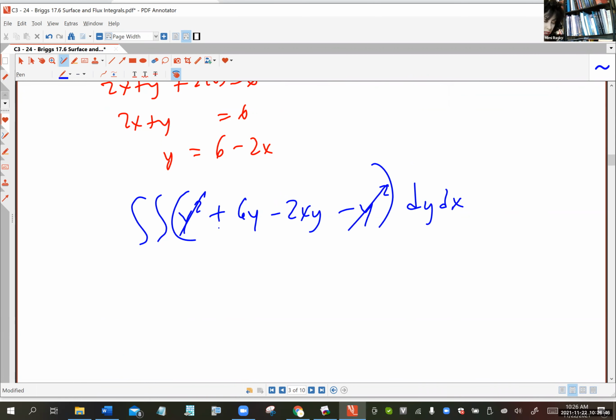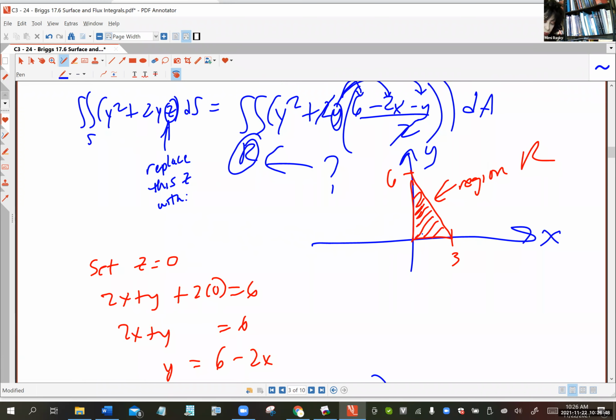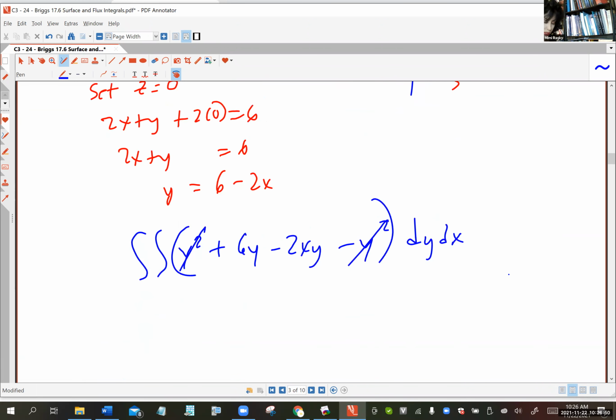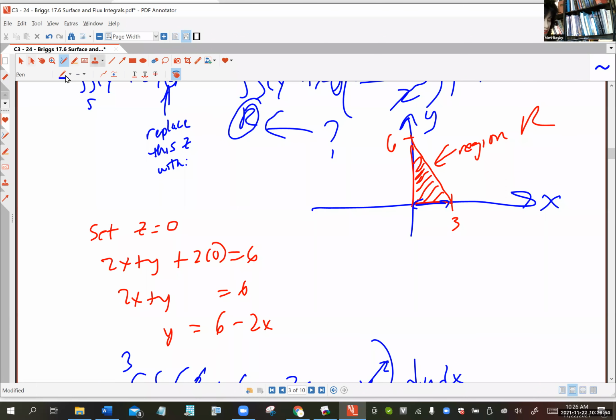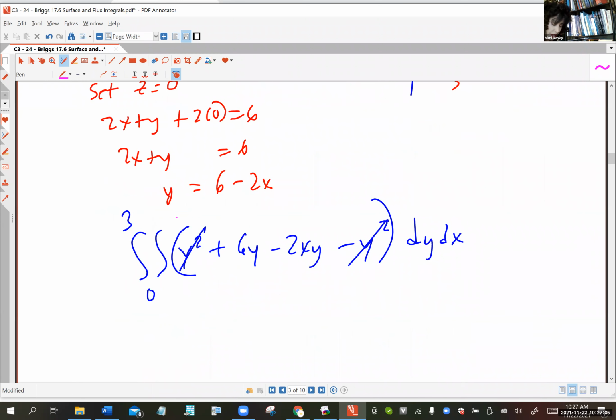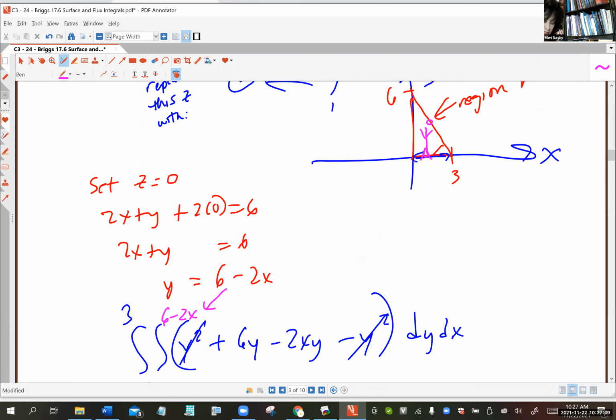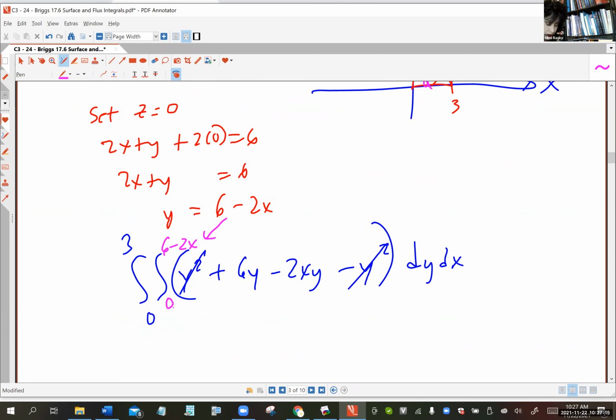Oh, cool. And then if you look at what x is doing here, pure number to pure number, that's 0 to 3. And y, don't do 0 to 6. That's not okay for the y. You're going to put a little man in there. And you're going to notice that his head, the upper limit for y, is on that diagonal line, and that has the equation y equals 6 minus 2x. So that's going to go there. And the little man's feet are firmly planted on the x-axis, which has the equation y equals 0. So there we go.